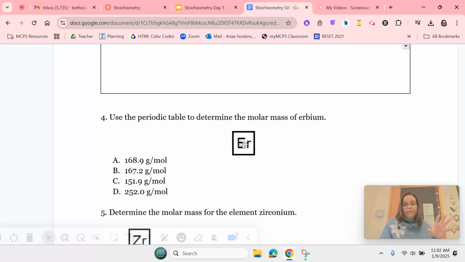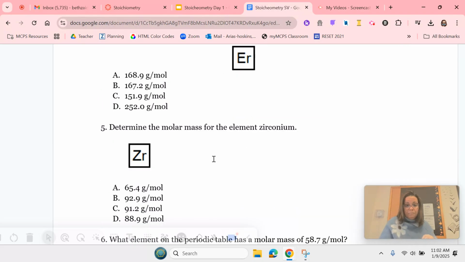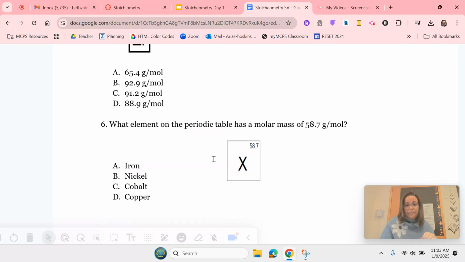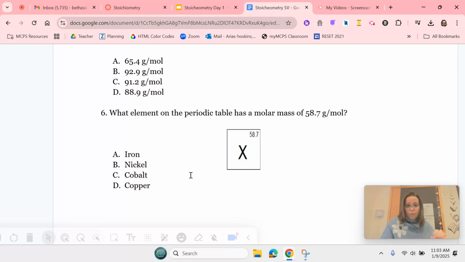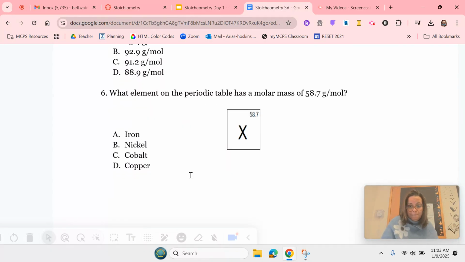In here, you're going to find the molar mass of erbium. So you're going to go to the periodic table and try to find the molar mass or the atomic mass for Er. The same for Zr and the same for X. So what is the name of the element, or what is the element for X?